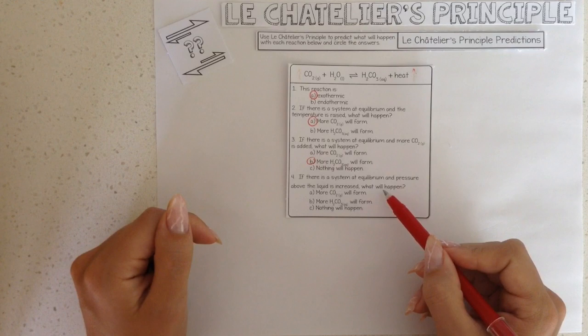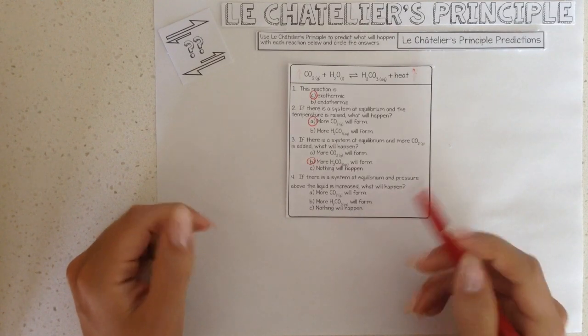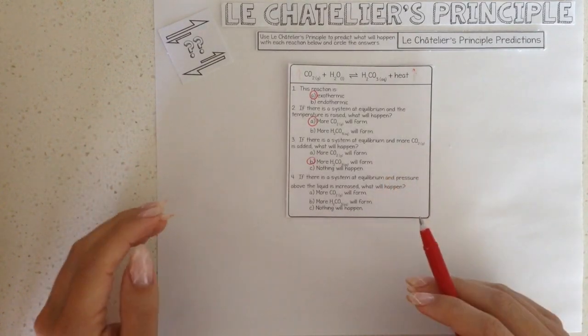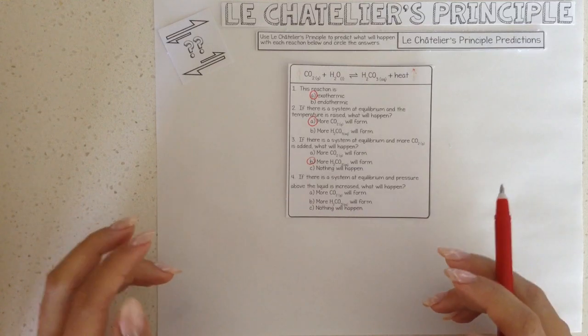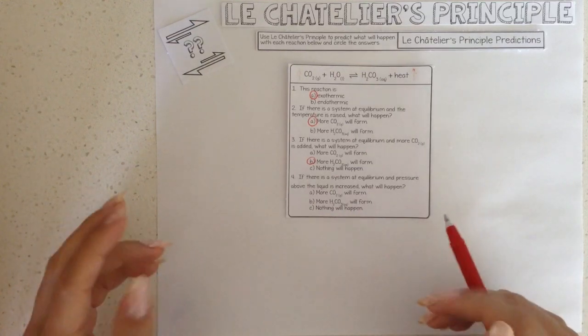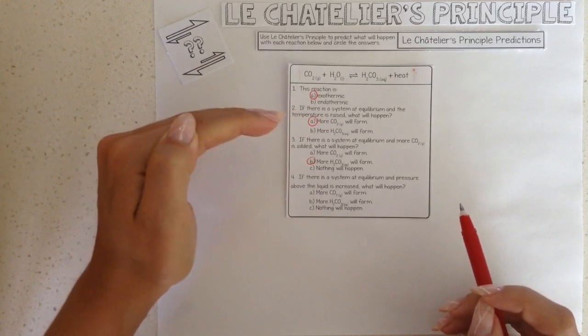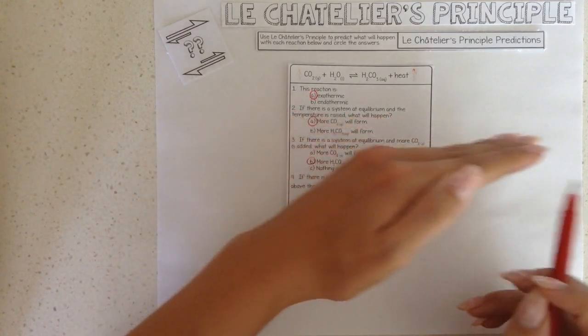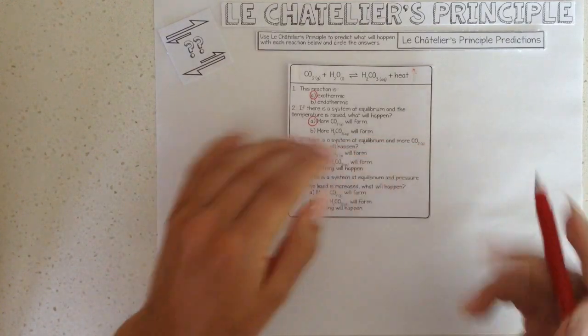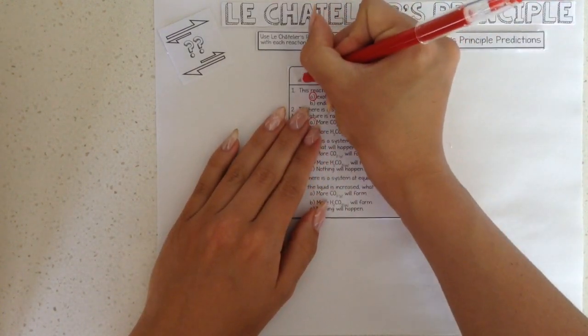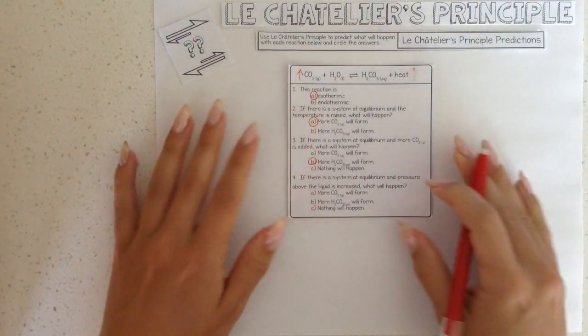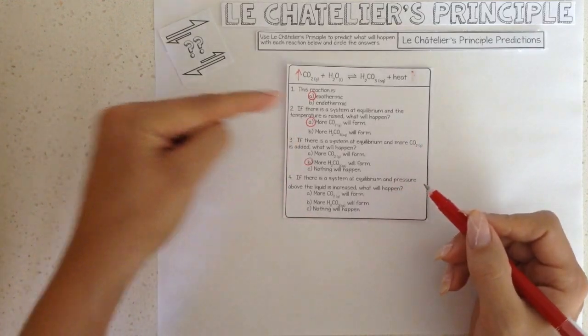So if we're increasing the pressure, the concentration of our gas has increased. We want to relieve that pressure. We're going to make less gas, so we're going to shift in the direction of the forward reaction. So more concentration of our gas leads to a forward reaction.